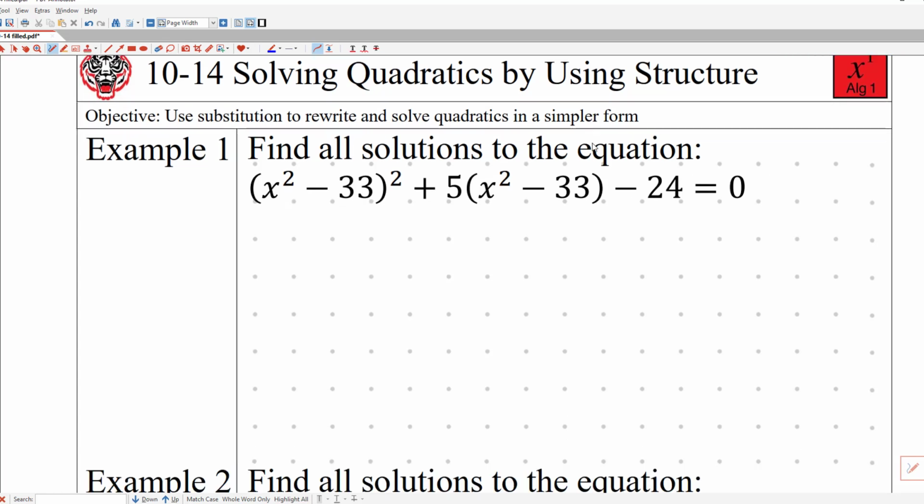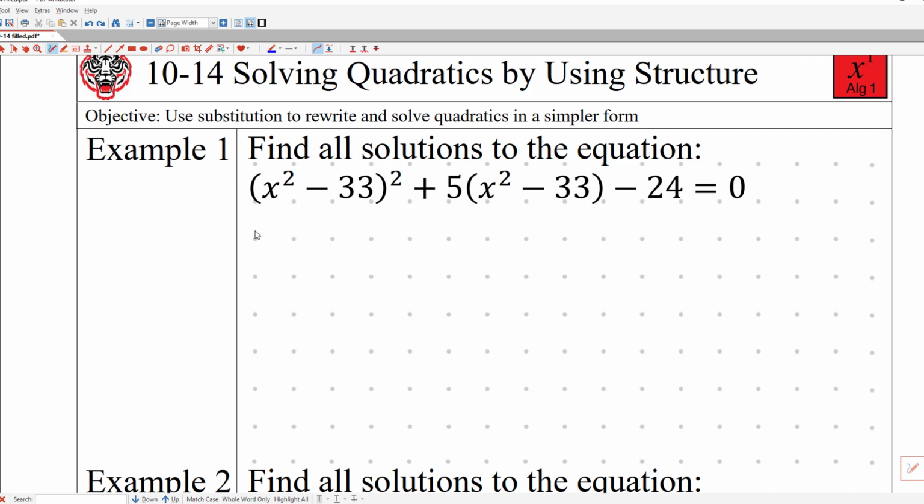You have a problem that looks like this. We're trying to find all the solutions to the equation. It's basically just saying solve. And it looks hard, it looks gross. So how are we going to approach this? I notice that there's this common x squared minus 33, x squared minus 33, and that's kind of the thing that's making it hard. So I'm going to use substitution.